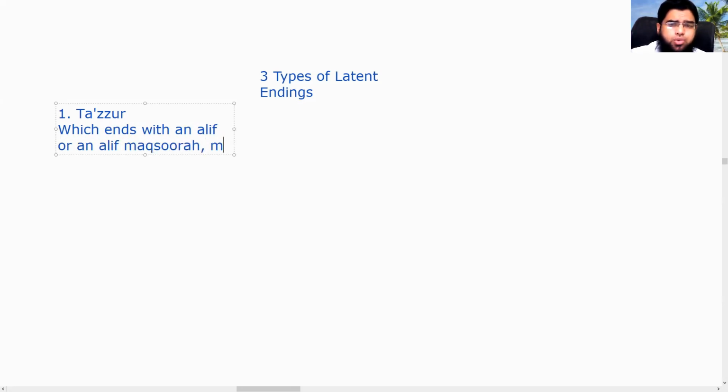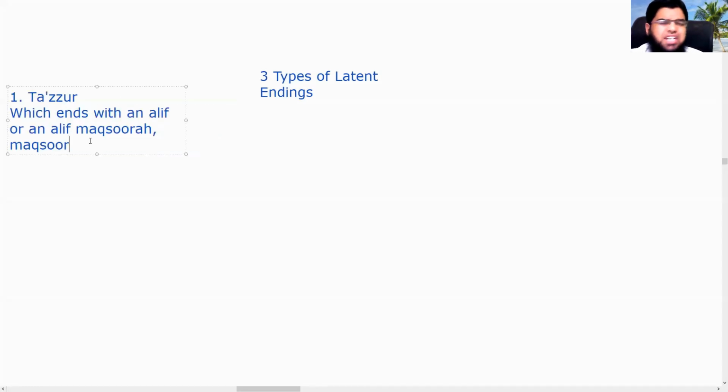Maqsura. They are called maqsur. That is, it is impossible to put an ending to these words. For example, Mustashfa, Musa, Layla, Isa. These words are called maqsur. Okay, why don't we call them mabni?